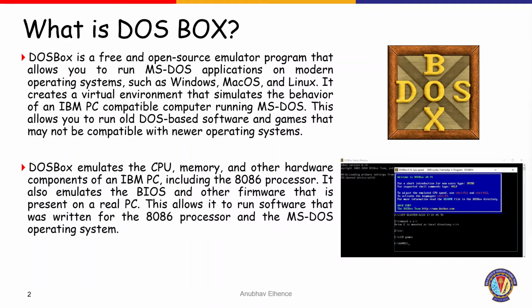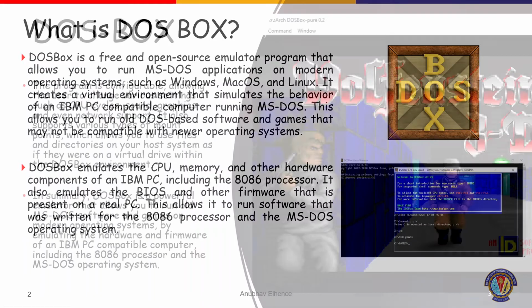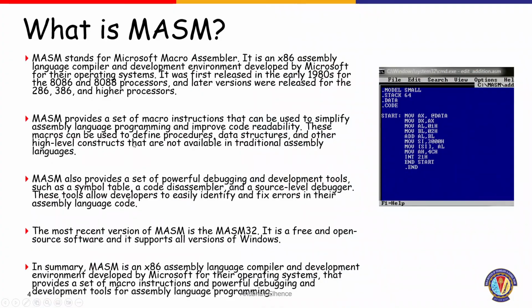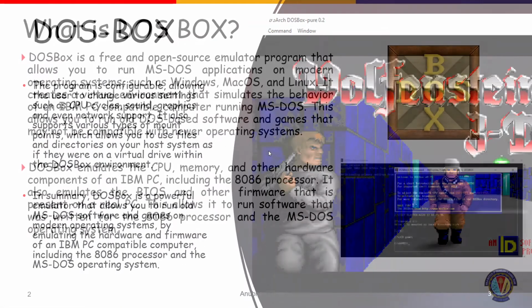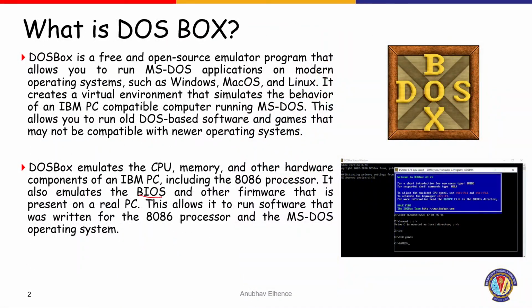processor. So it also emulates, you can see here, just a second, let me take out the pen. All right. It also simulates the BIOS and other firmware that is present on a real PC. The importance of the word emulate, we'll be discussing later. So this allows it to run software that was written for the 8086 processor and the MS-DOS operating system on a newer modern operating system.